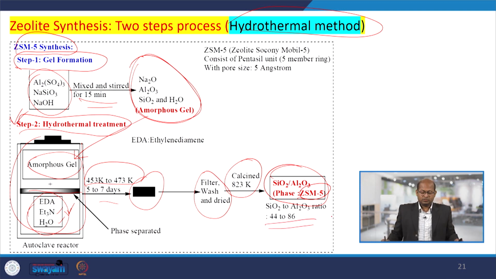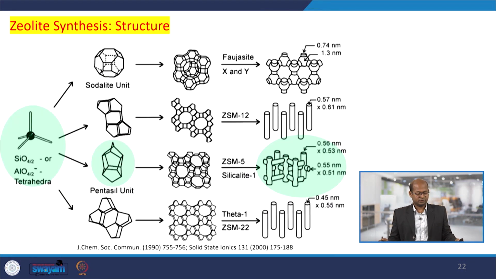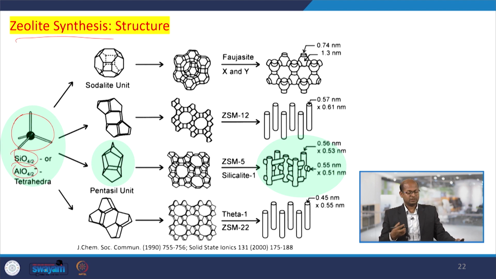Okay. So, this type of material usually has a pore size of 5 angstroms, and pentasil type rings or units are there. Here the ZSM-5 structures you can see. This type of tetrahedral silica or alumina linkage is there, forming this type of structure. This is ZSM-12, ZSM-5, ZSM-22.